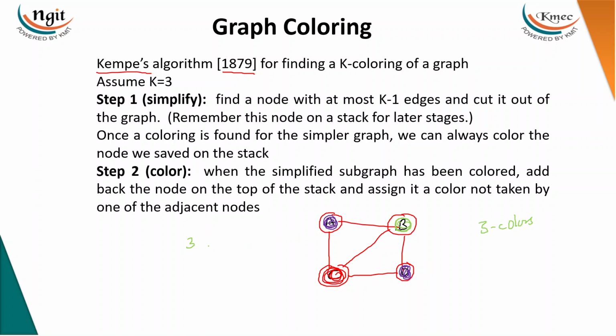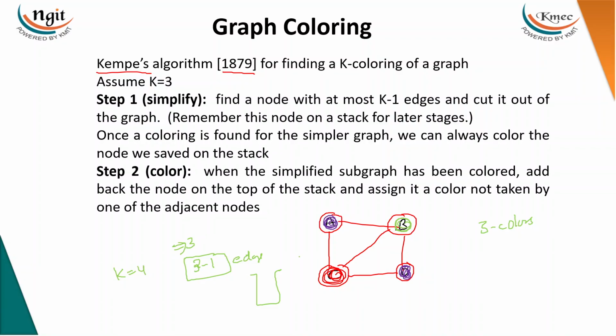Then what you are supposed to do? You have to remove all the nodes which have fewer than K, that is 3 minus 1, edges, and push them onto the stack. If you can't find a node having 3 minus 1, that is 2, edges, then we can say that 3 colors are not enough. Then you can change your assumption to 4.